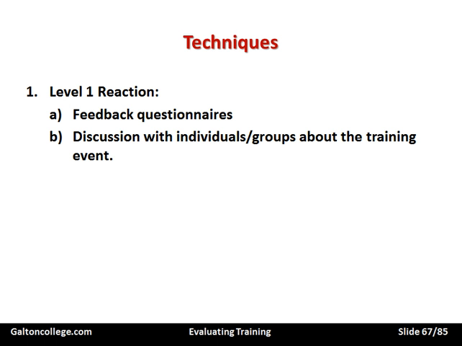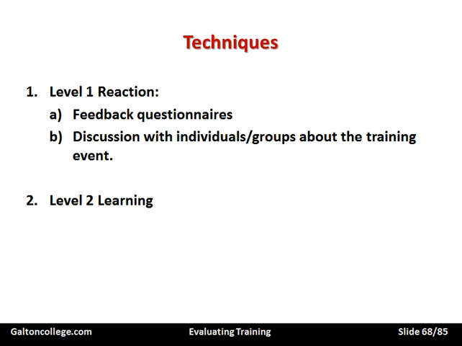Discussion with individuals or groups about training events. Again, biased. They may feel intimidated to tell the truth about what happened in the event. They may be worried about losing their jobs or be seen as troublemakers. But these are techniques that have to be used because simply there are no other suitable techniques. So trying to get feedback which is honest is difficult but important.